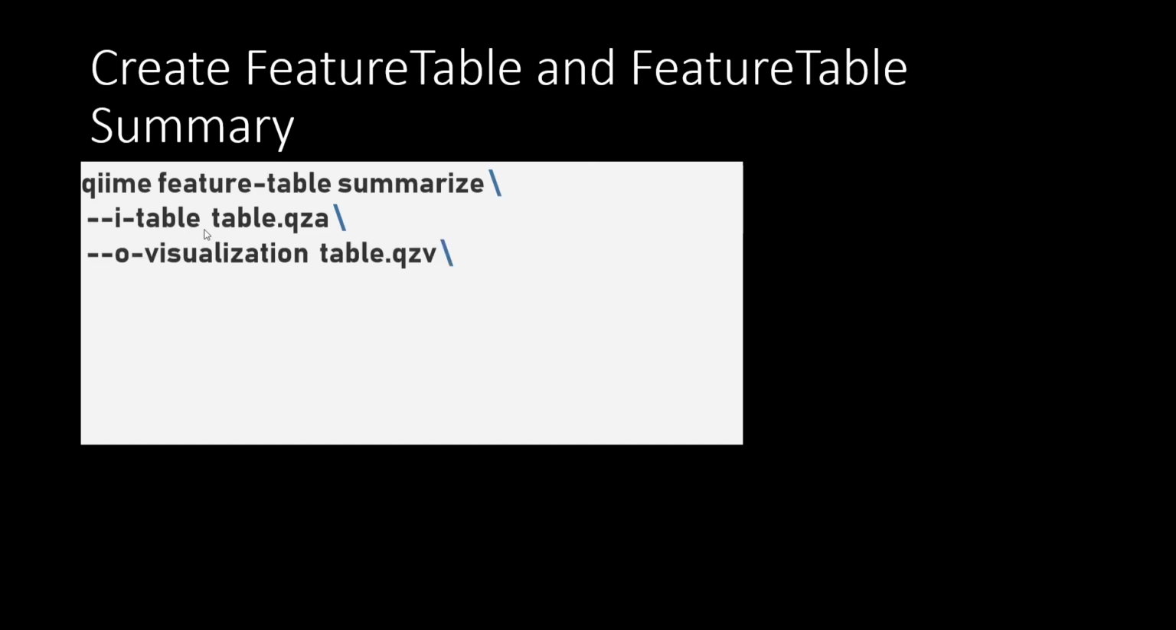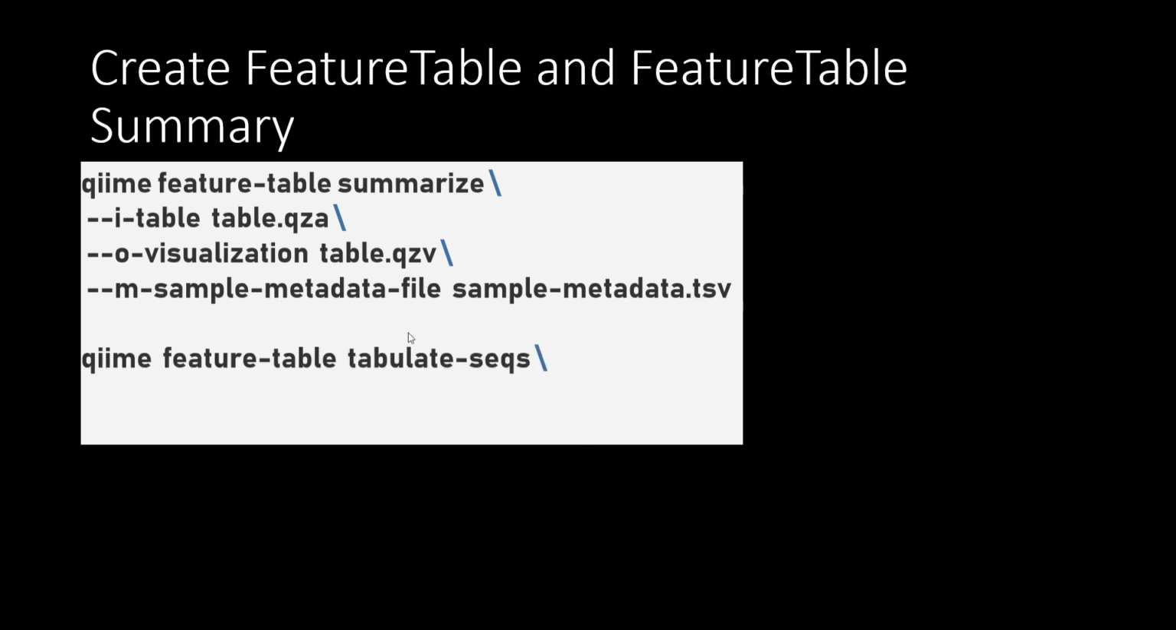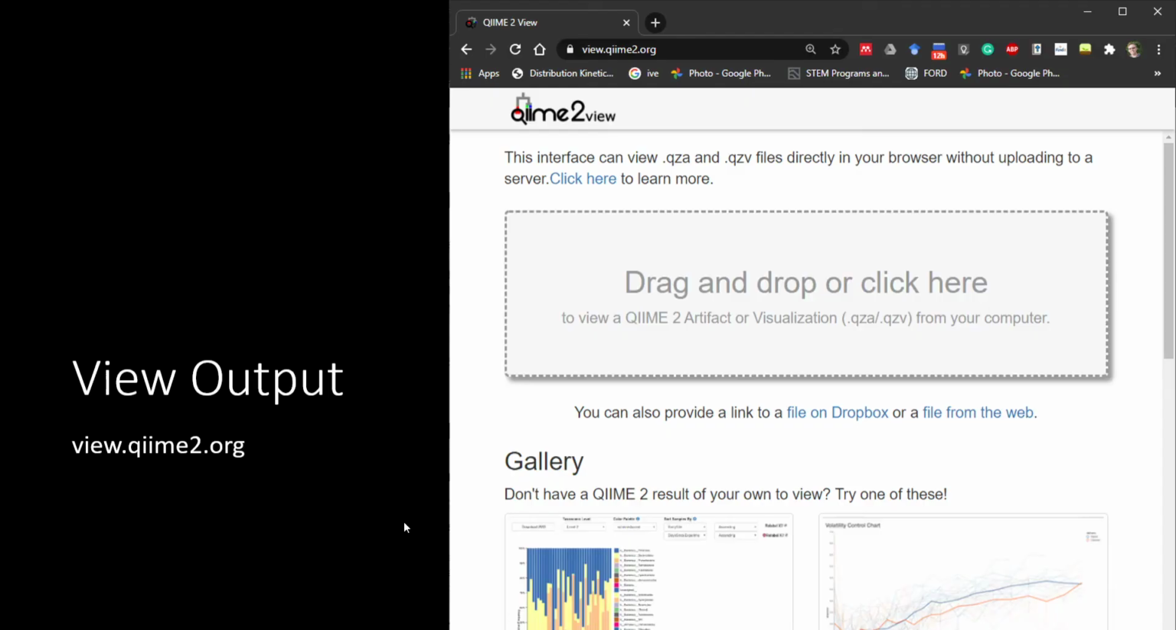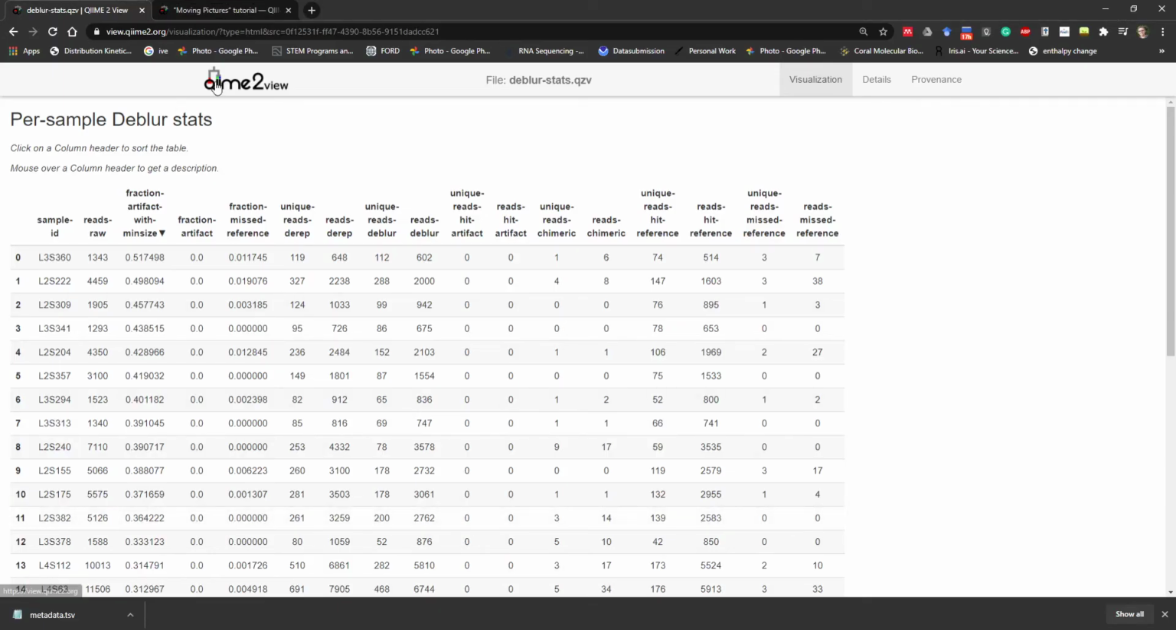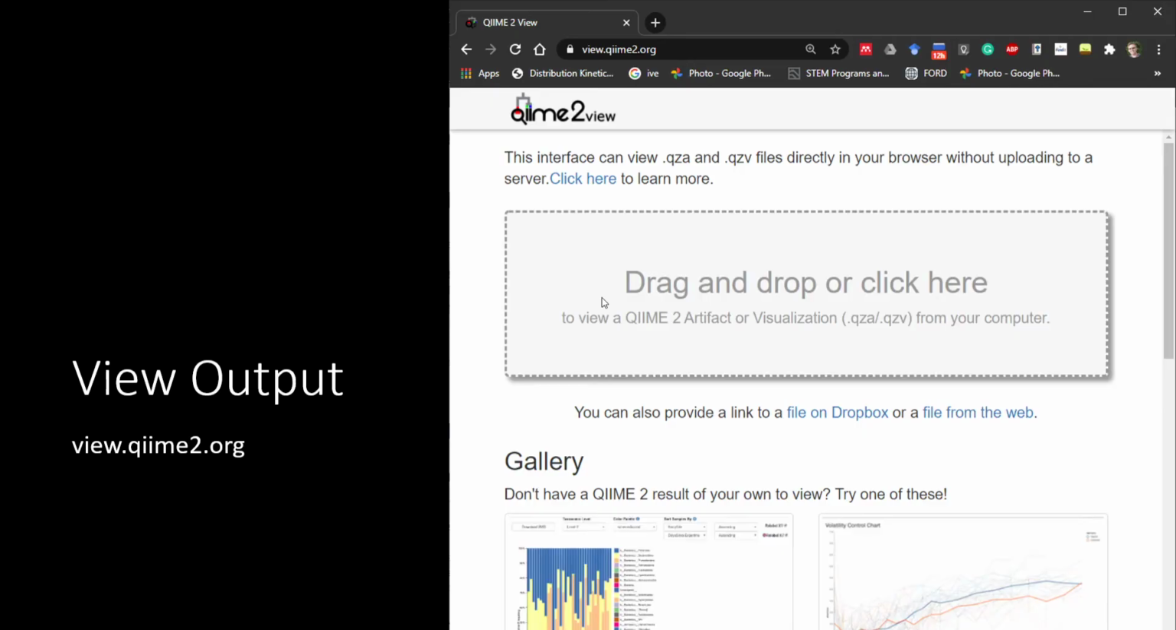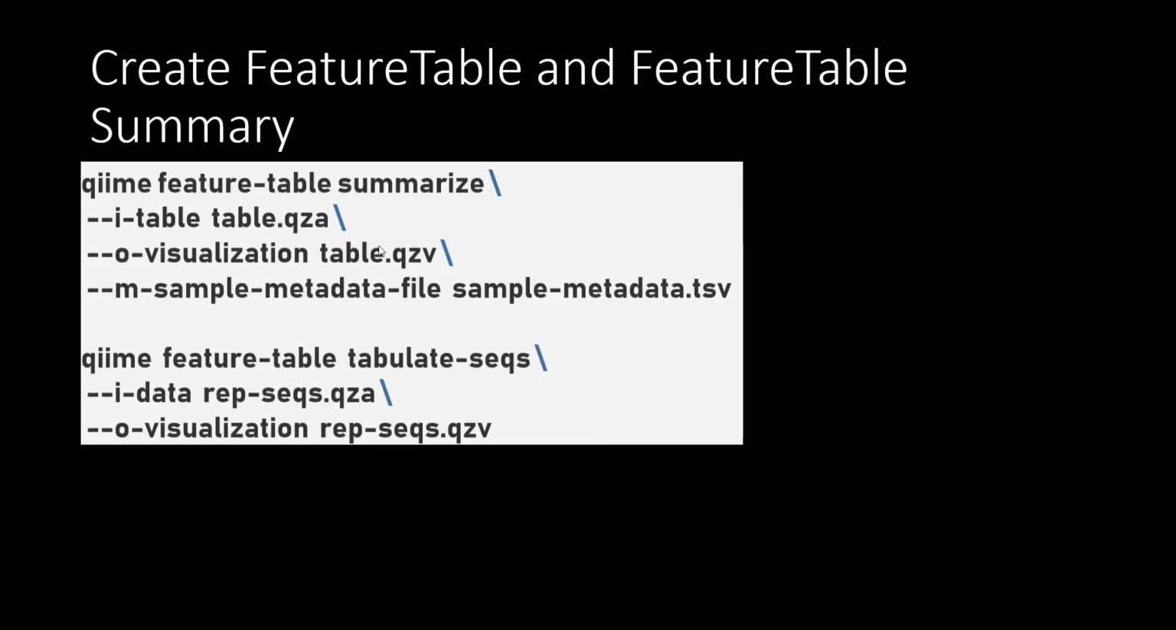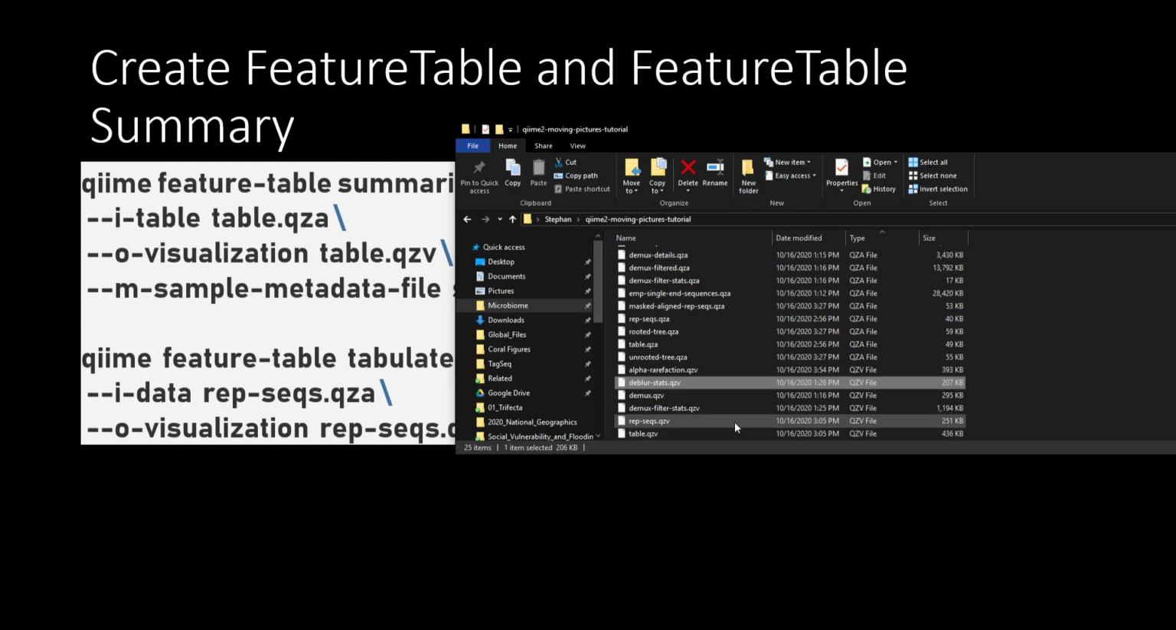Now we're going to create a feature table and feature summary table. So running these commands here. Input is the table, output is the table visualization, and then the metadata file we're going to supply is the sample metadata.tsv, and then we'll have it tabulate a feature table by running this command. And we can give a quick look at those as well. So we're looking at table.qzv.